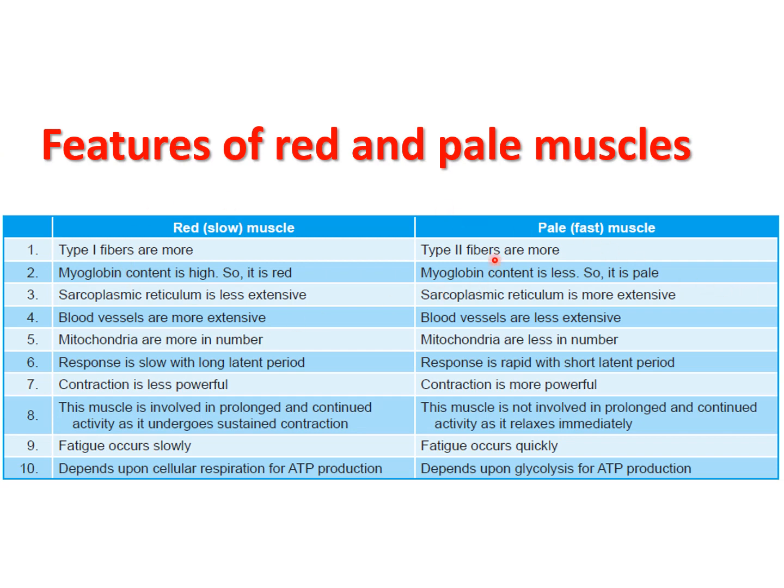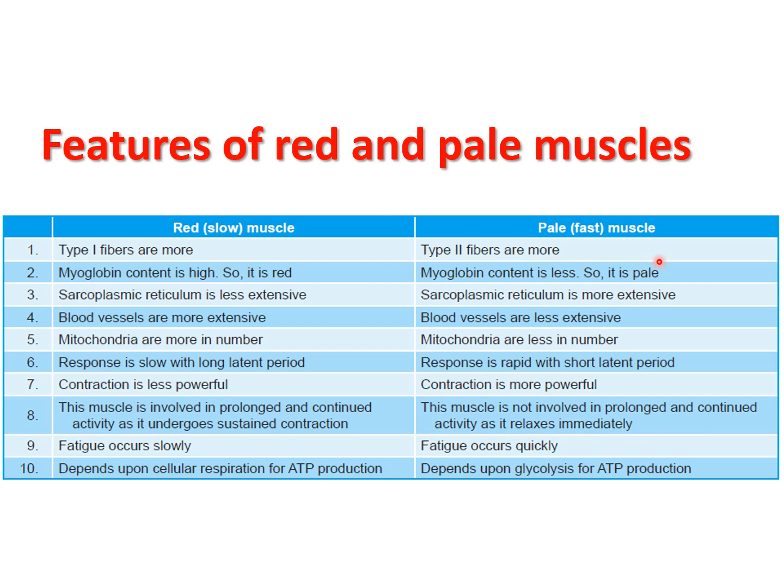So this is another tabulated form of features of the red and pale muscles. Red muscles, type 1 fibers, are more numerous, myoglobin content is high, sarcoplasmic reticulum is less extensive, blood vessels are more extensive, mitochondria are more in number, response is slow with a long latent period, contraction is less powerful, and this muscle is involved in prolonged and continued activity as it undergoes sustained contraction. Fatigue occurs slowly and it depends upon cellular respiration for ATP production.